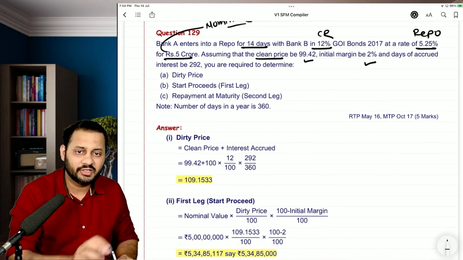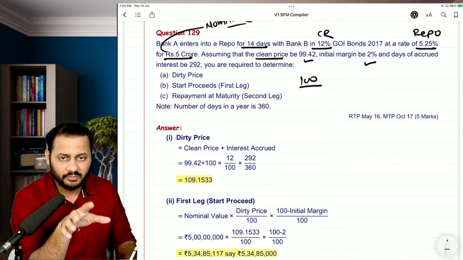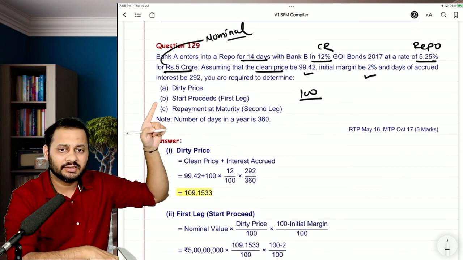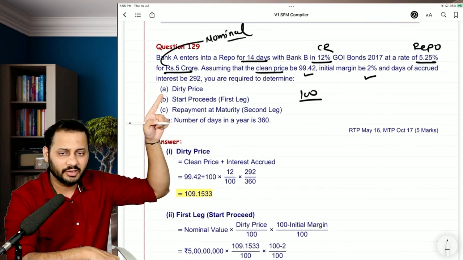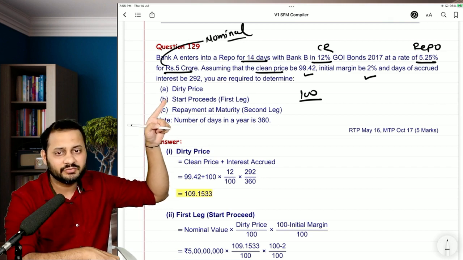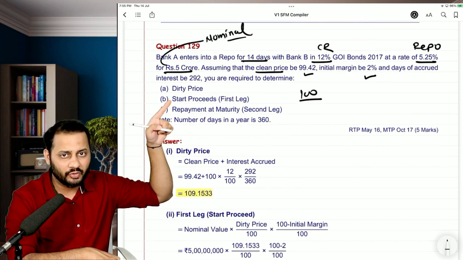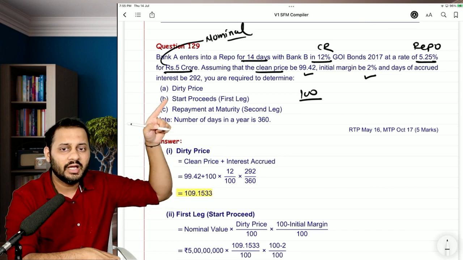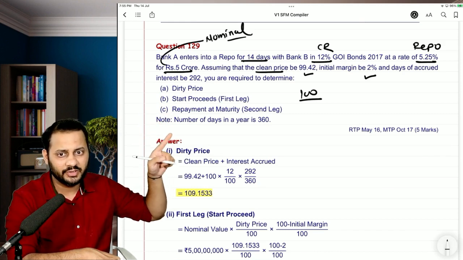Yeah, one thing which is not given in this question is the face value, which is 100 rupees per bond assumed. Second, the first thing that they have asked is dirty price, then start proceeds, that means first leg, and then the second leg. So first we will calculate the dirty price. Without that we cannot calculate the start proceeds. Without that we cannot calculate the repayment at maturity. This is the amount that we have borrowed today and this is the amount that we are repaying along with the interest. So add interest for 14 days in this amount and you will get the second leg. So everything is easy. Number of days in a year has to be taken as 360.